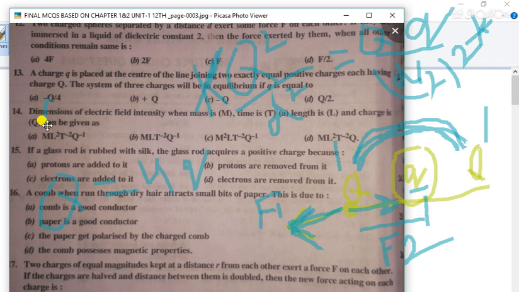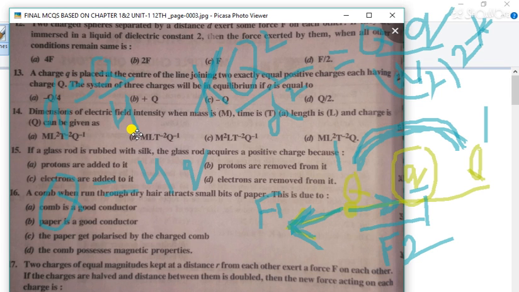So Q should be equal to q by 4. Students, this will be the answer. Q is equal to q by 4.